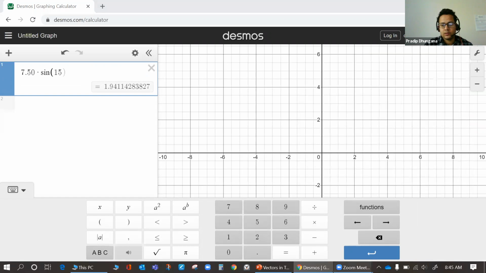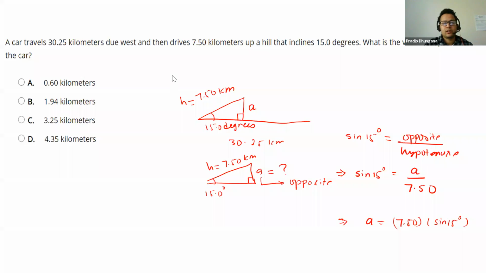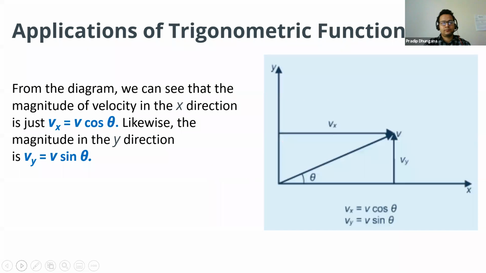Okay, let me come back. 1.94 kilometers. So in that way, you can calculate the value of trigonometric functions using Desmos. So our answer is 1.94 kilometers. So that is the vertical displacement. The correct choice is B. B for beta. Okay. I hope you understand this problem. Let me know if you do not follow it. So let's go to the next slide.